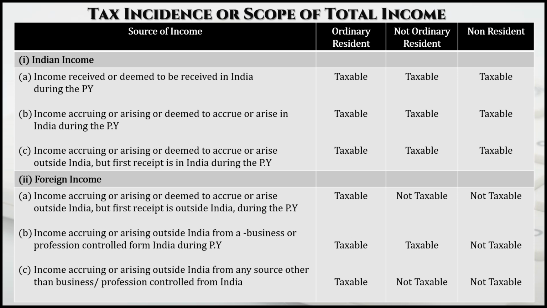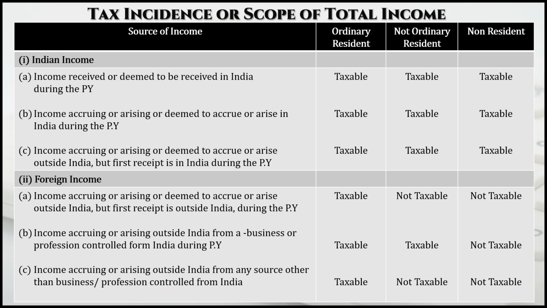Now moving to the foreign income, first you have to find out whether it's a foreign income or an Indian income and then put it in the three columns. If it's a foreign income, the first type is income accruing or arising or deemed to accrue or arise outside India and the receipt is also outside the country, then we consider it as a foreign income. If it is received inside India, it is called an Indian income. Now they are saying accruing, arising outside the country, and it is received also outside the country.